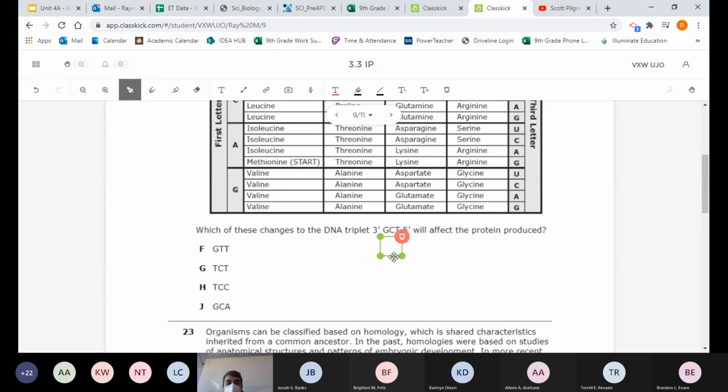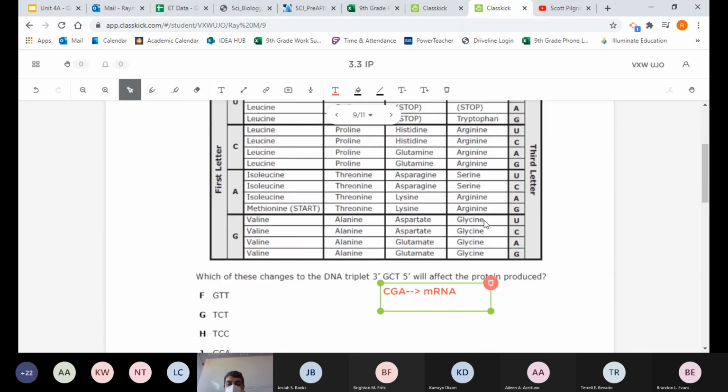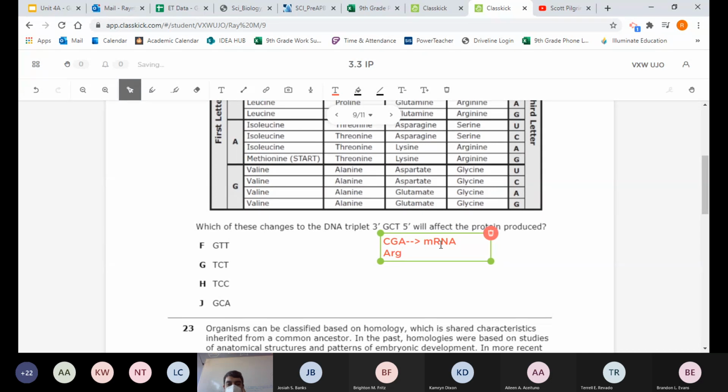What you have to do then is you have to transcribe it. So G to C, C to G, T to A. That's going to be the mRNA codon that we are then going to translate. So CGA, you go up here. CGA is arginine. So what you're looking for with these, one of these is not going to code for arginine, right? Because it says which of the changes to the DNA will affect the protein produced. So if it's going to affect the protein, it's going to have to be making something that is not the protein, right?